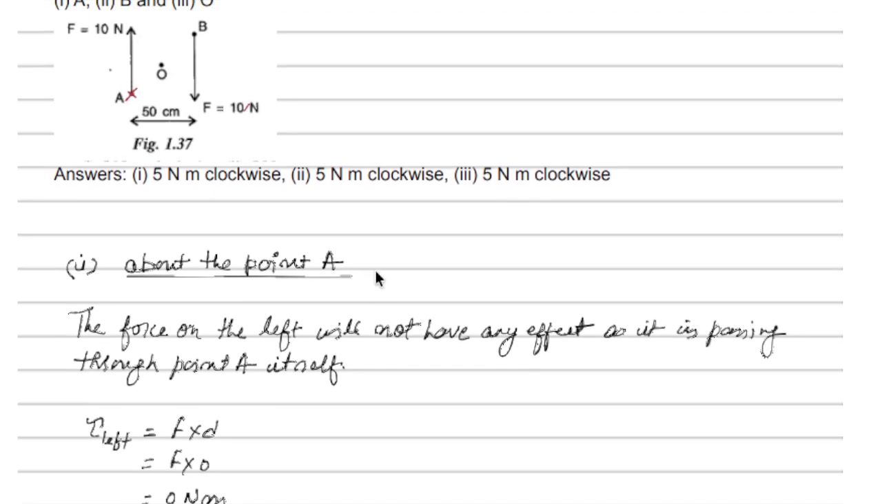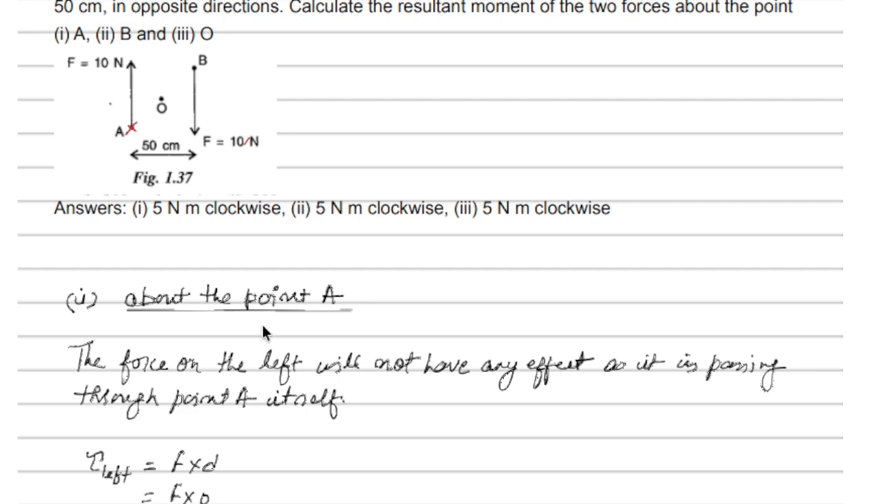So I want this diagram to be here. Let's see. So about A, what will happen? This force will not contribute to any moment because this force is passing through the pivot itself. And whenever that happens, that force is redundant. It will not create any moment because the distance from the pivot is zero. So D is zero, then our torque or moment is also zero. So when we are calculating the moment about A, this force is redundant. Only this force will create a moment, which will be in the clockwise direction.